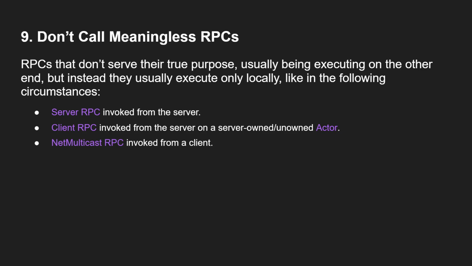Another one is a multicast RPC invoked from a client. The way multicast RPCs work is that they are supposed to be called from the server and then executed on the server and also on the clients. Not all the clients, we'll see in a second which clients we mean. But if you happen to invoke it from a client, it will only get executed locally on that client. So it becomes meaningless. Then there's a client RPC invoked from a client, again similar to the first. If you're on the client, you shouldn't be client RPCing in the first place.